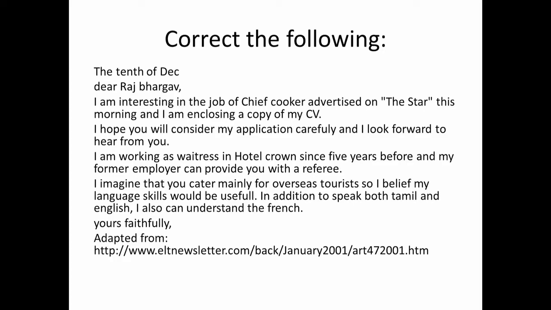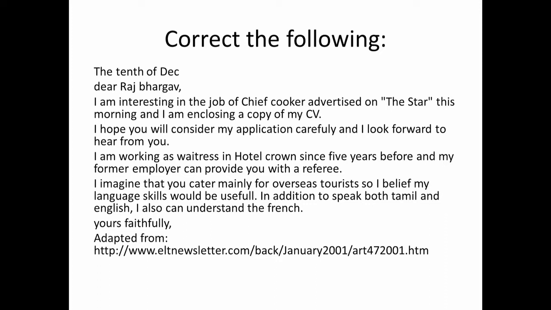The 10th of December, dear Raj Bhargav, I am interested in the job of chief cooker advertised on the Star this morning, and I am enclosing a copy of my CV. I hope you will consider my application carefully, and I look forward to hear from you. I am working as a waitress in Hotel Crown since 5 years before, and my former employer can provide you with a referee. I imagine that you cater mainly for overseas tourists, so I believe my language skills would be useful. In addition to speak both Tamil and English, I also can understand the French. Yours faithfully.